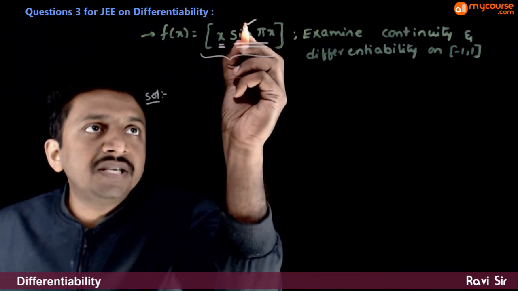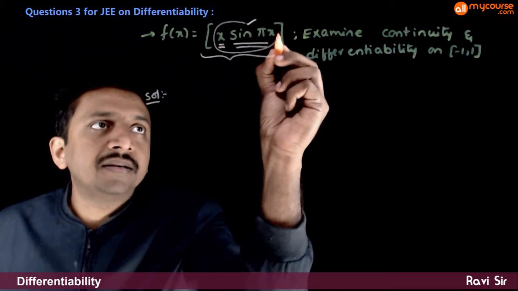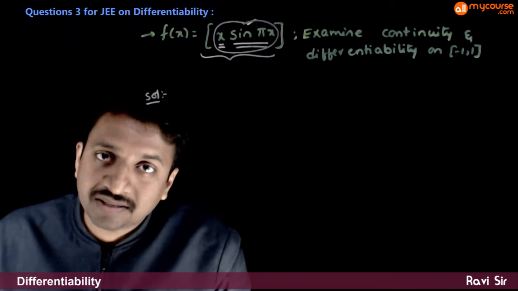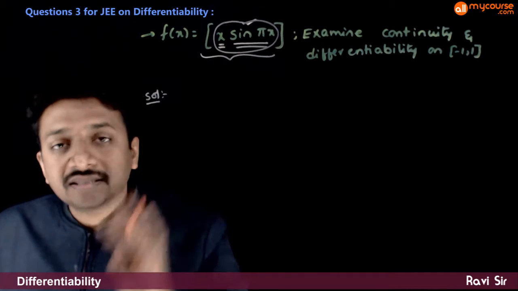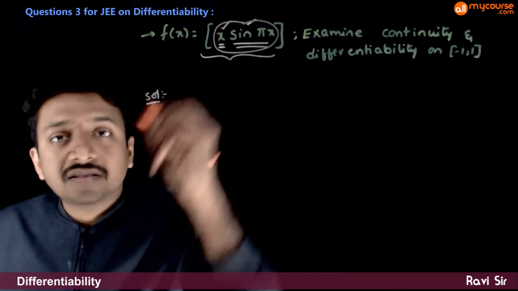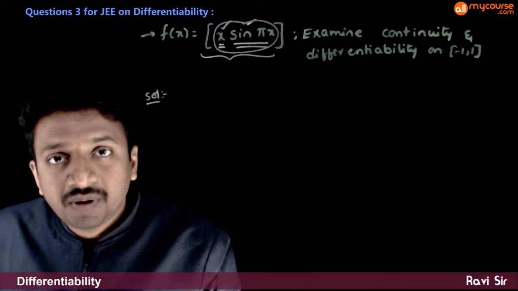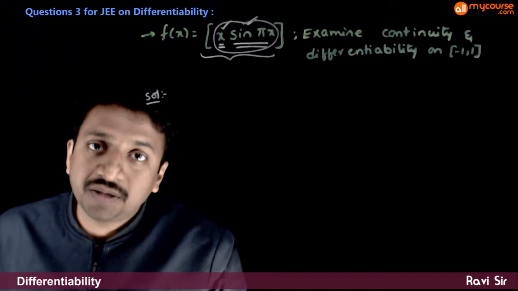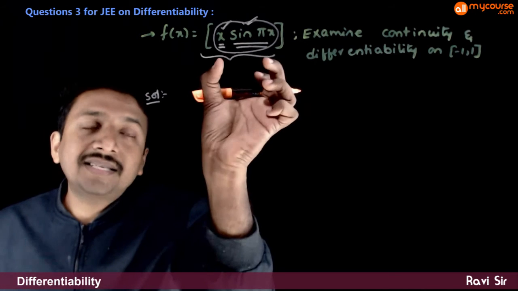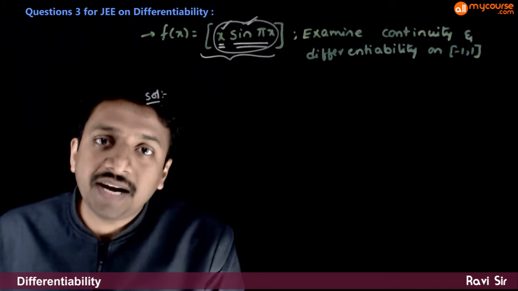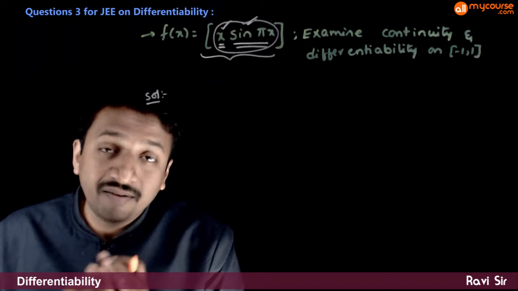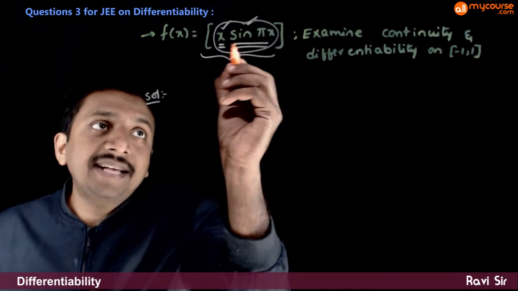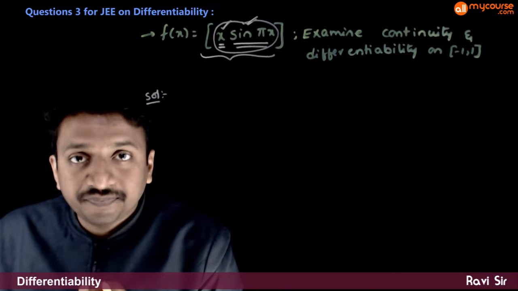So the function which is inside the integer part is made of x and sine pi x. x is a continuous and differentiable function. Sine pi x is also a continuous and differentiable function. Hence x into sine pi x will always be continuous and differentiable. So there will not be any problems of continuity and differentiability for x sine pi x as such.